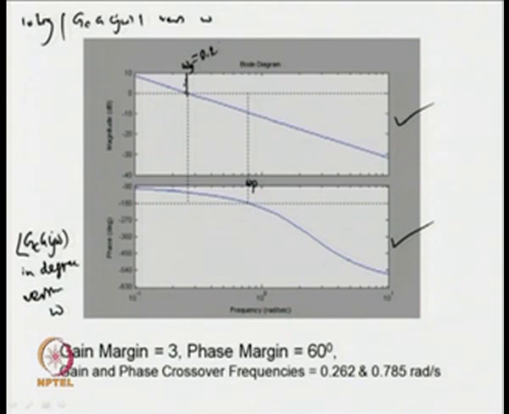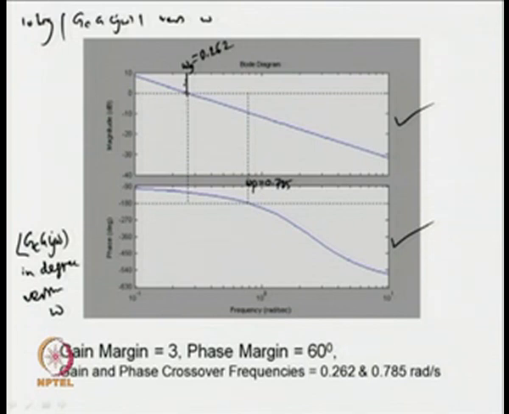0.262, because this is 0.2, this is 0.262. Similarly, phase crossover frequency can be obtained as 0.785 if the values are read accurately from this plot.